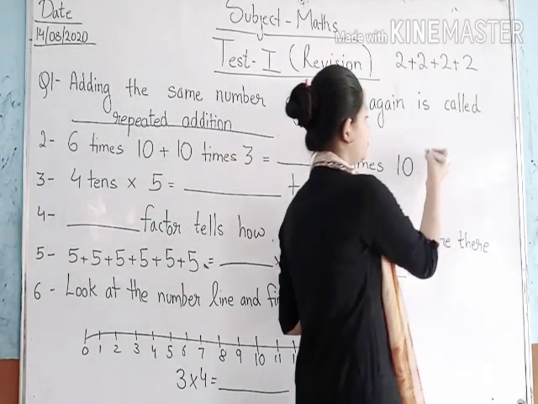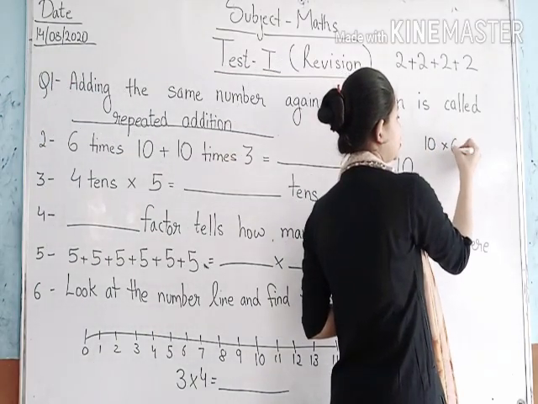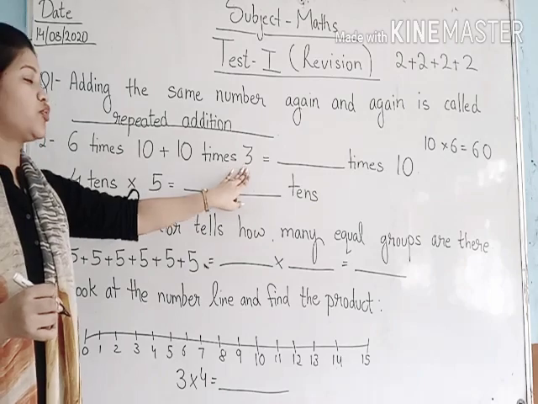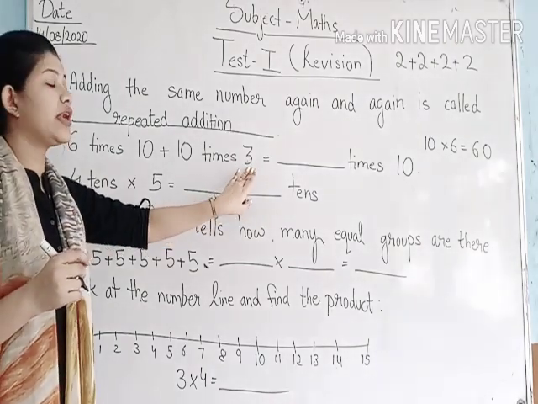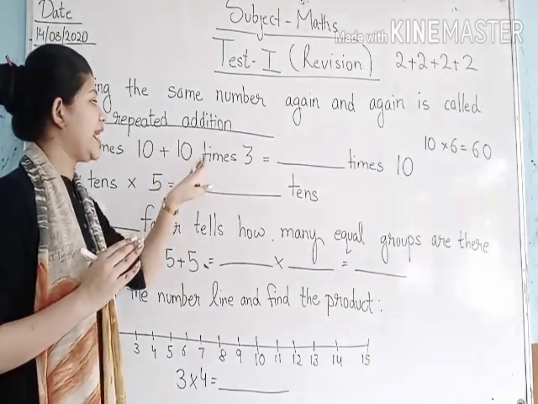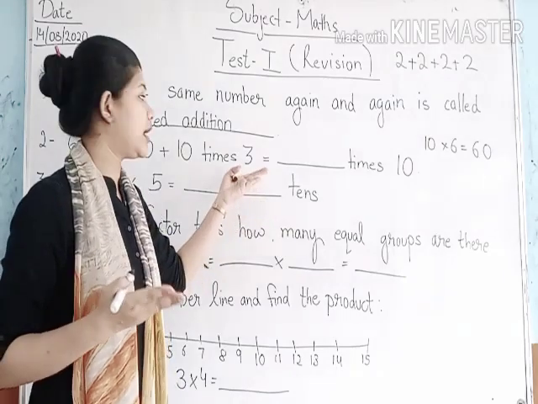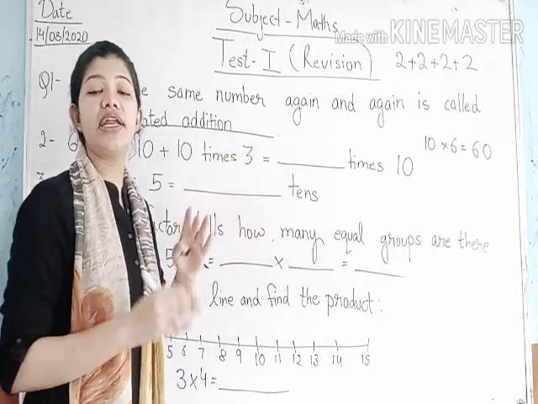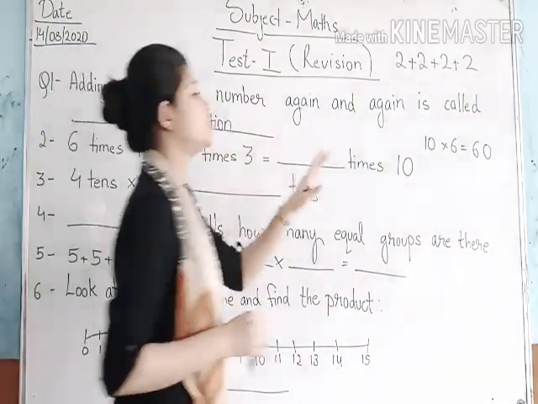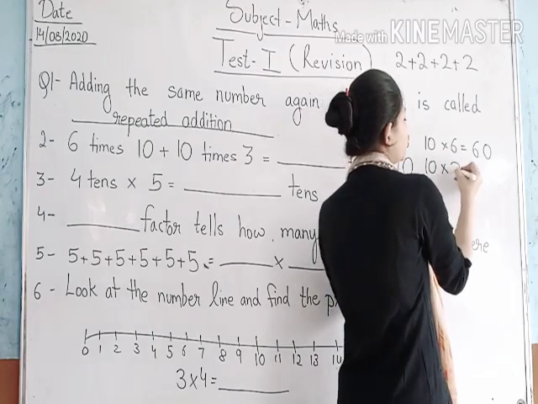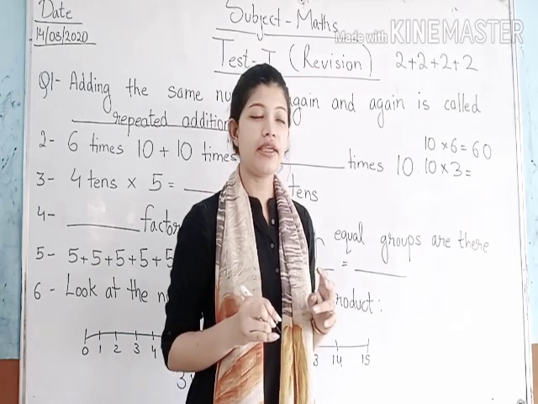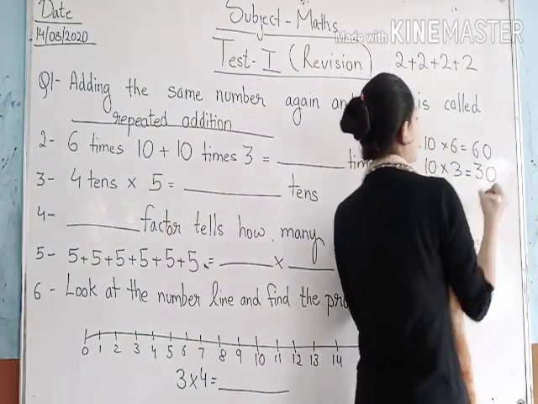Let's do the question here. 10 into 6 is equal to 60. Now 10 times 3 means we have to read the table of 3, how many times? 10 times. We are talking about the number 3 over here, so 10 times 3 is equal to 10 into 3. Now tell me, 10 threes are, yes, 30. So we will write 30 over here.